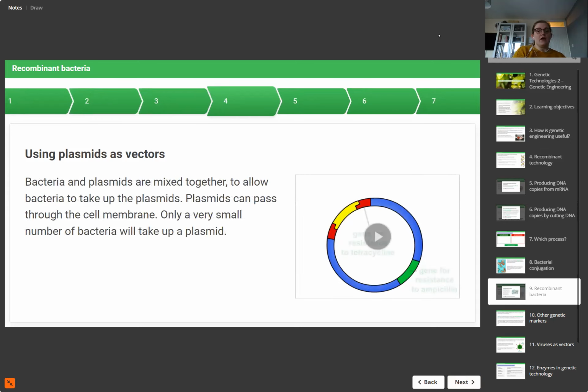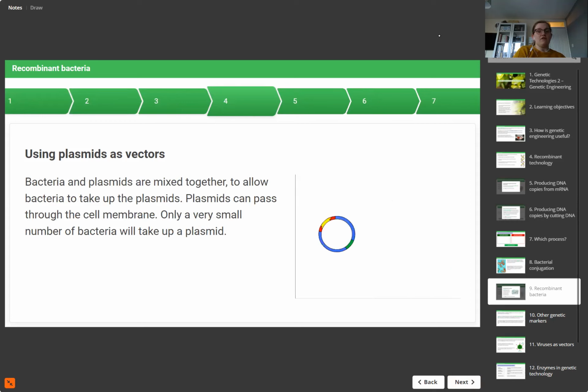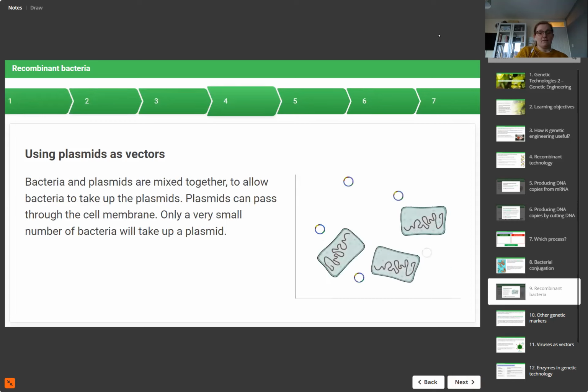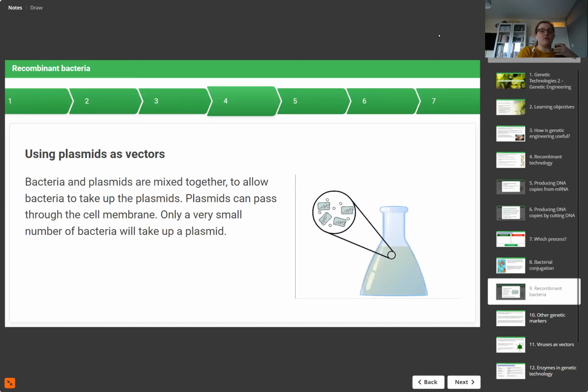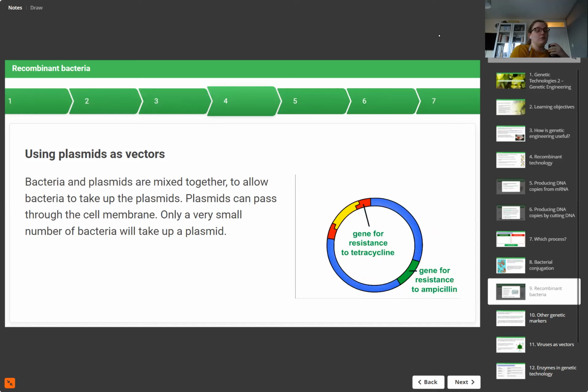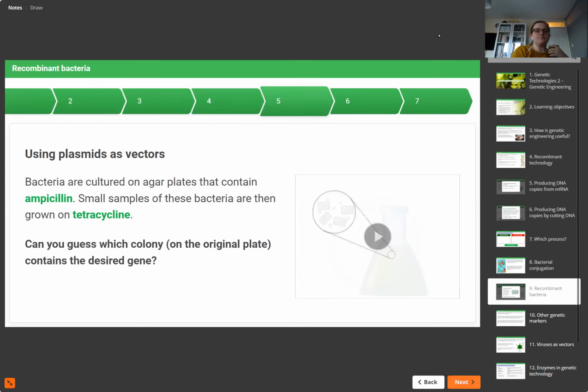So bacteria and our plasmids are mixed together, and this allows the bacteria to take up the plasmids. Plasmids can pass through the cell membrane. Only a very small number of the bacteria will actually take up the plasmid. So again, that's why we put the gene into where we have that antibiotic resistance, because then when we grow the bacteria, we can use the antibiotic resistance to help us identify if it's taken up the actual vector, the recombinant DNA.